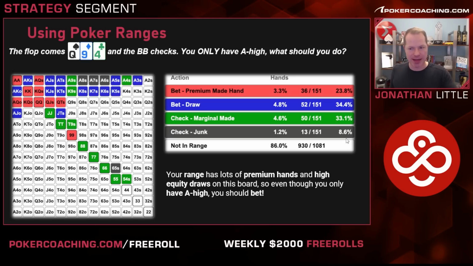Now, sometimes your marginal made hands get weaker on the turn. Sometimes the junk gets stronger on the turn. But that 70-30 ratio is going to be ideal. And that's roughly what we have in this scenario.